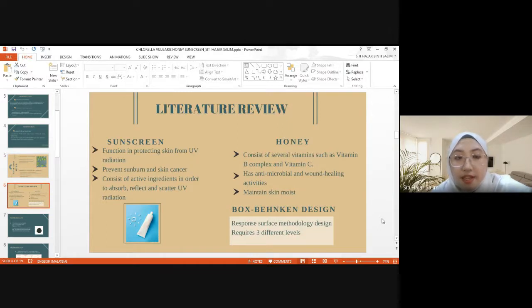Sunscreen is a type of external wear that functions in protecting the skin from UV radiation that can cause sunburn or skin cancer. Most sunscreens usually consist of active ingredients that have the ability to block UV radiation. The last ingredient used in the sunscreen is honey, which consists of several vitamins. The purpose of using honey for this research is to maintain skin moisture. The design of experiment used is the Box-Behnken design, which includes response surface methodology design, and it requires 3 different levels.